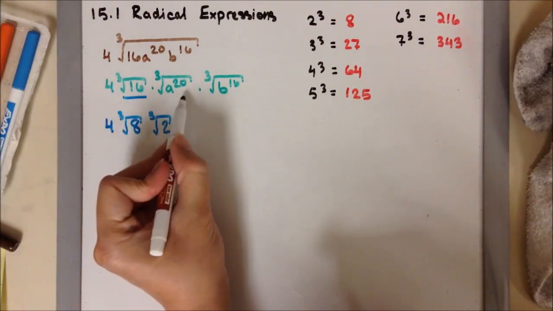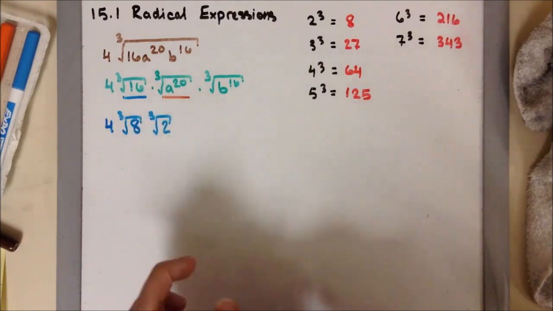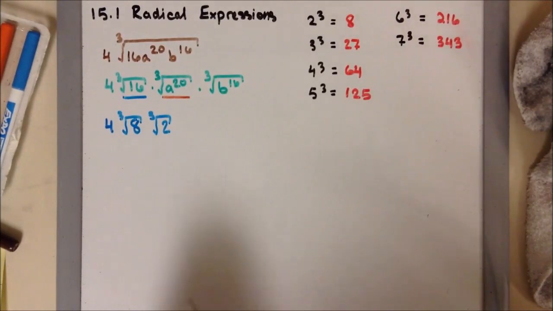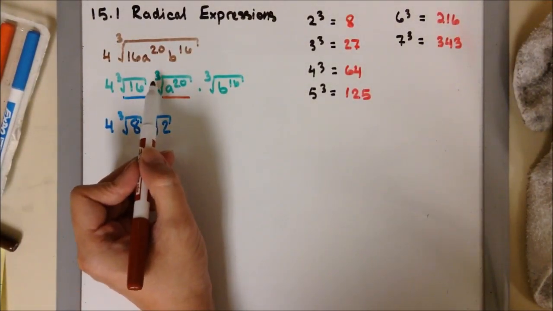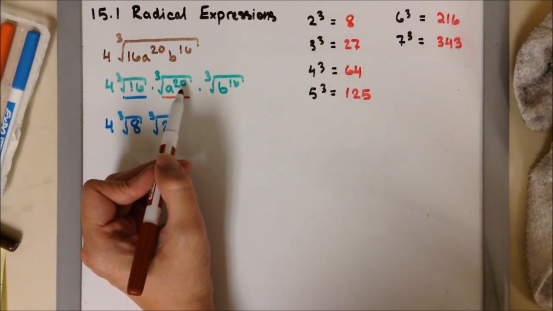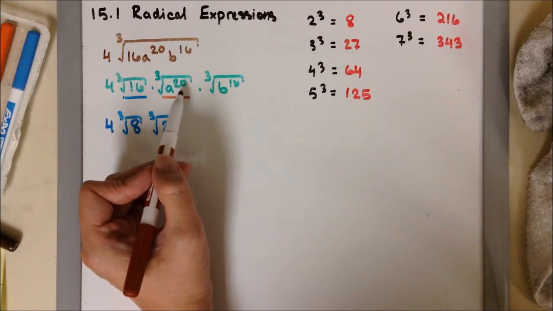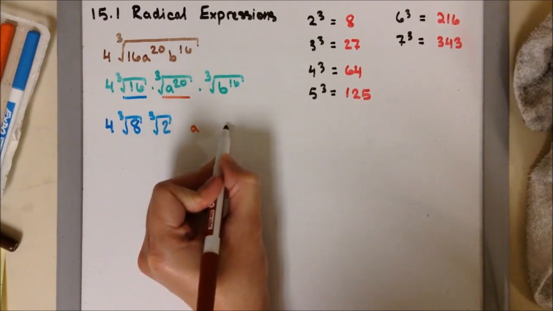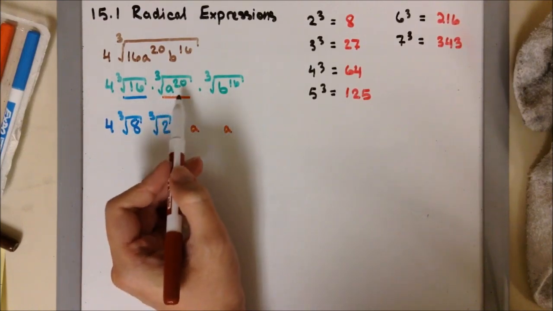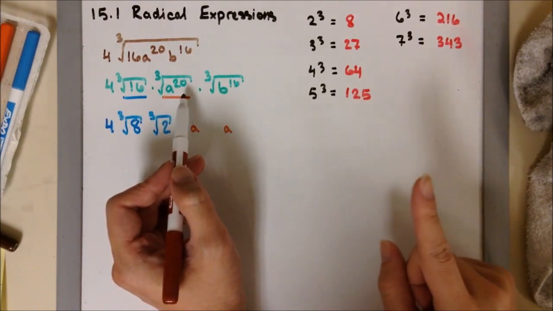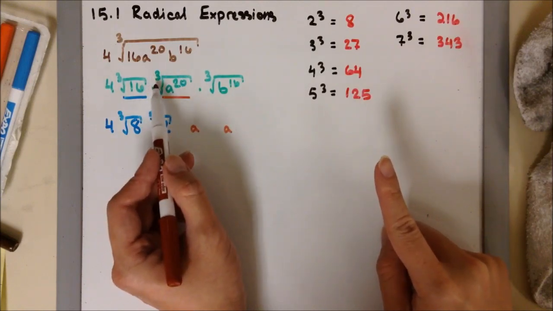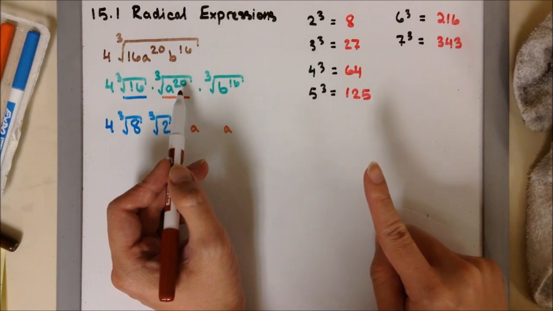Next, I'm going to simplify the cube root of a to the 20th power. Just like before, the question is, can the index, which is 3, go into 20 as a whole number? In this case, it cannot. So that means I'm going to break a into 2 a's. Let's start off with 20 and count down. If I take 1 away, I have 19 left. Can 3 go into 19 as a whole number? In that case, no.